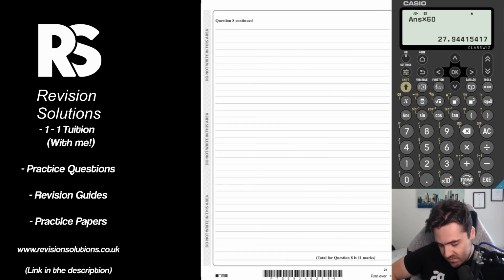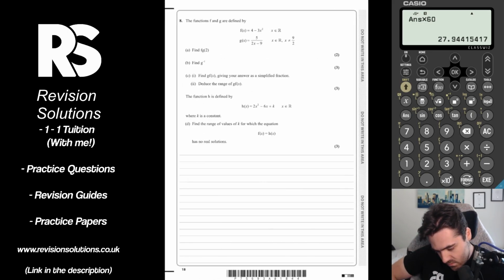Moving on to question 8. We've got two functions, f and g. And the first thing says, can we find f of g of 2? Well, first let's start with finding g of 2. So g of 2, which would be plugging x equals 2 into g, obviously. So that would be 5 over 2 times 2 minus 9, which is 5 over 4 minus 9, which is 5 over minus 5, which is just minus 1.